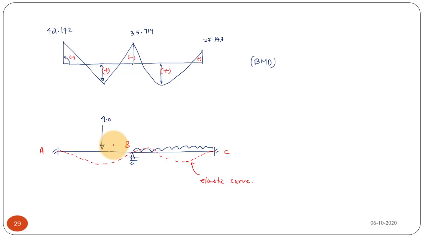If you look at the elastic curve, the shape of the beam, you can see that here the beam is bending like this. This is sagging, because from the moment diagram we used to have the term sagging. Hogging means the curvature will be something like this. This is hogging, and this is sagging.